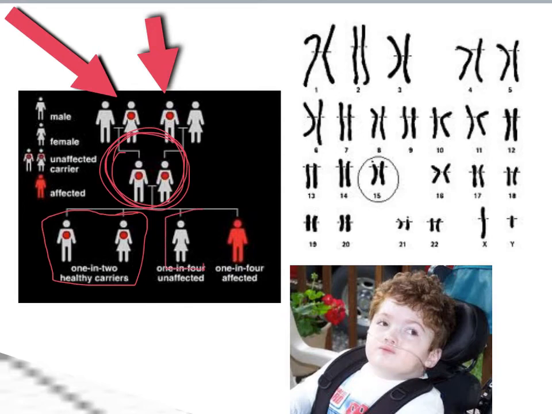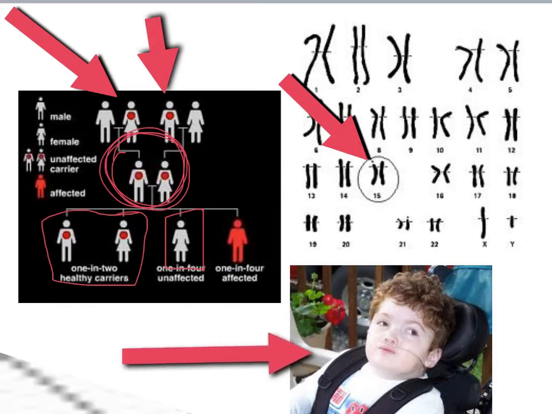One would be unaffected at all, and then 1 in 4. So they have a 25% chance of having a child with Tay-Sachs disease. You can see here that it affects chromosome number 15. And this is a young child with Tay-Sachs. They've got the breathing tube because remember it affects the nervous system, and they're in a wheelchair with the headrest and such, because as the nervous system breaks down, they lose control of different things, including their breathing, and that's why the air tube.